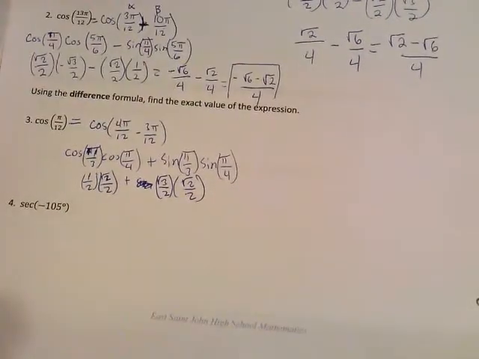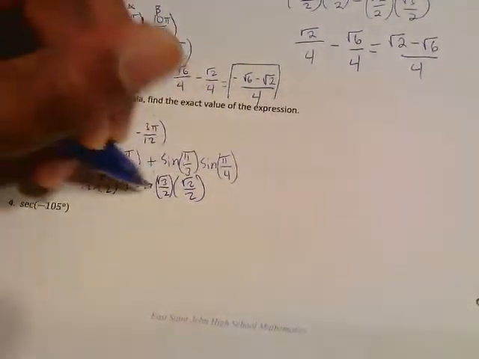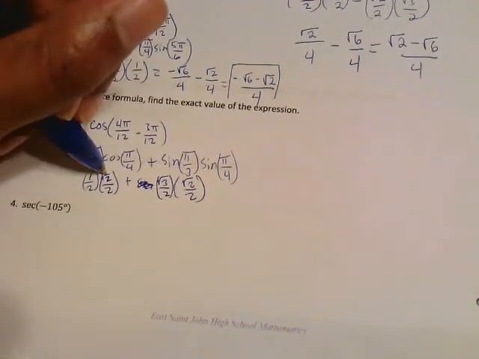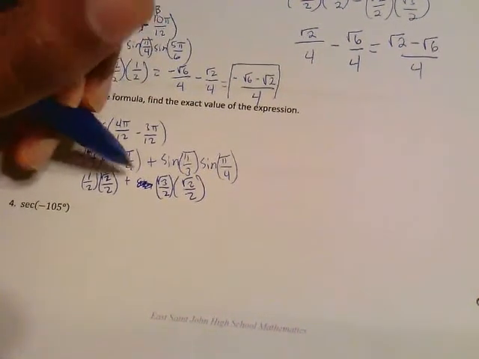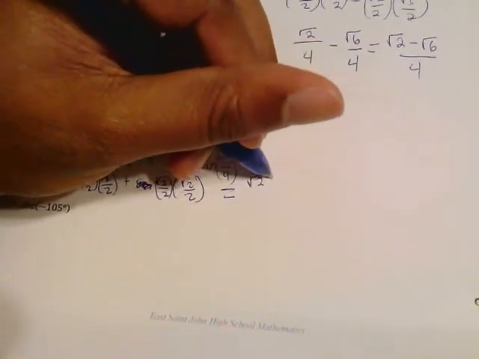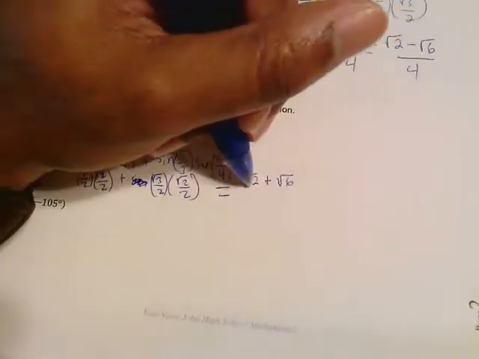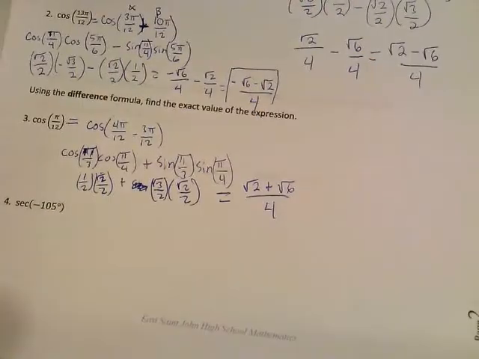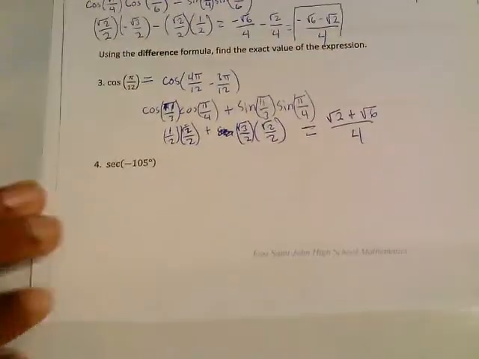And then we multiply across and combine. Since both of our denominators will be 4, we'll have the square root of 2 plus the square root of 6 over 4. And there is our solution for number 3.